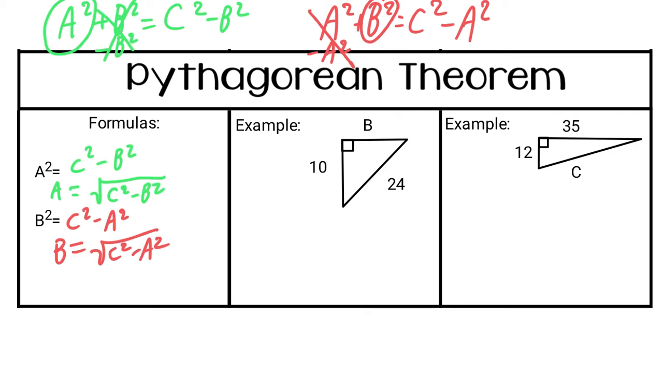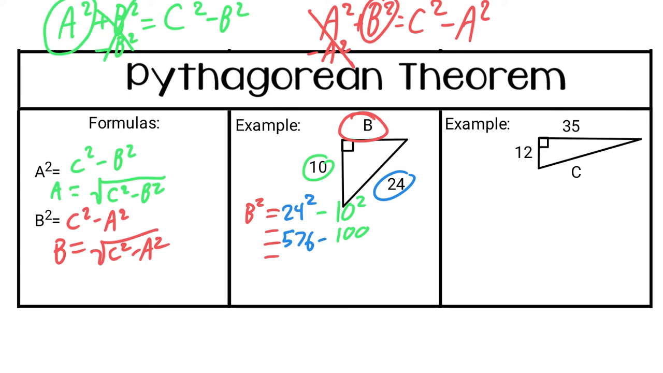So whenever we want to find the leg length, like here where we have b, what we're going to have to do is square the hypotenuse and the other leg. So 10 squared is 100, and 24 squared is 576. Then what we need to do is subtract those. So find the difference between the two. In this case, 576 minus 100 is going to be 476.